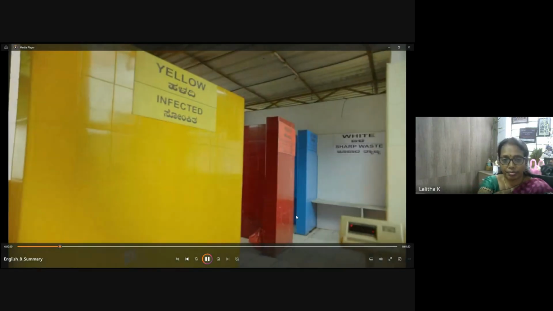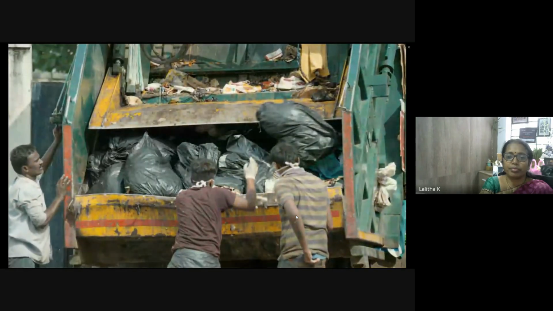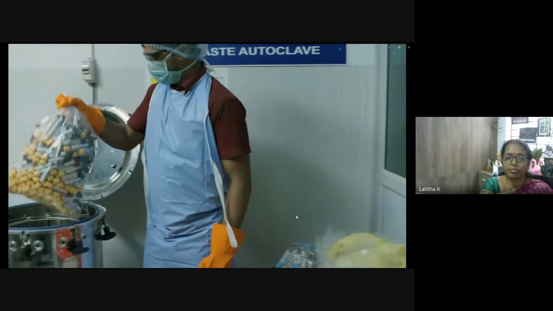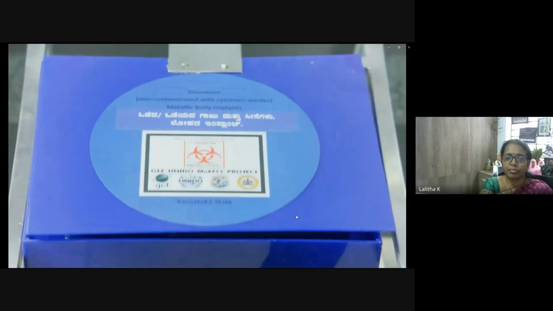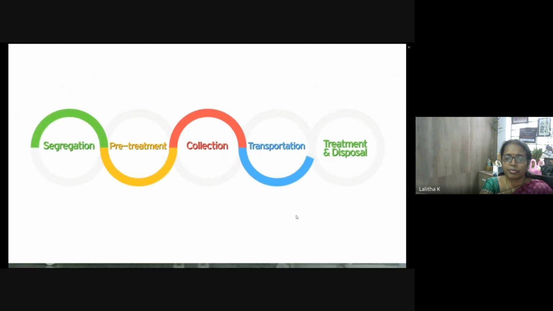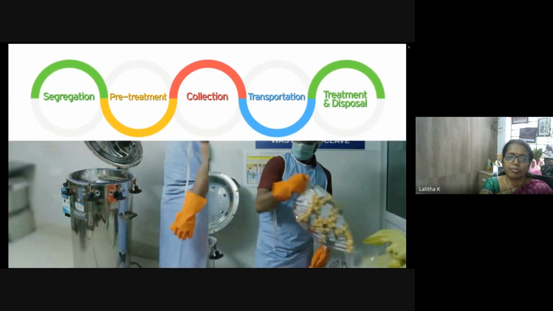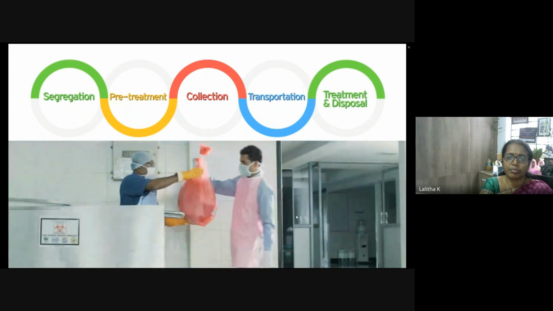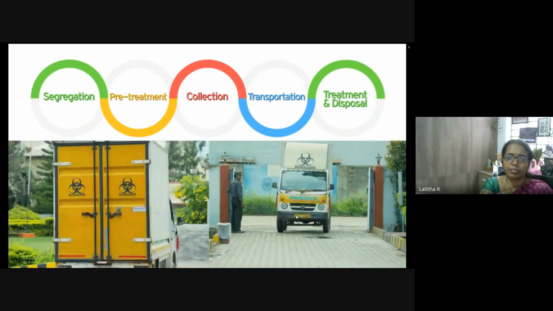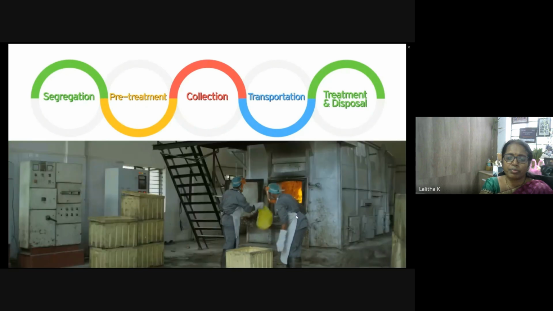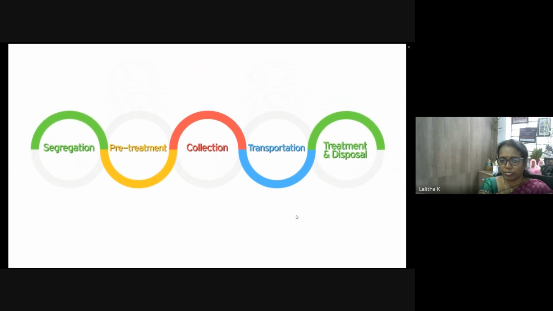Biomedical waste management. Biomedical waste, if not managed properly, can be harmful to human health and environment. Biomedical waste management in a healthcare facility should be managed in a life cycle approach. It should focus on meticulous segregation, proper disinfection before disposal, safe collection, transportation, and finally, appropriate treatment and disposal. In the entire life cycle, segregation at source is the key to effective biomedical waste management.